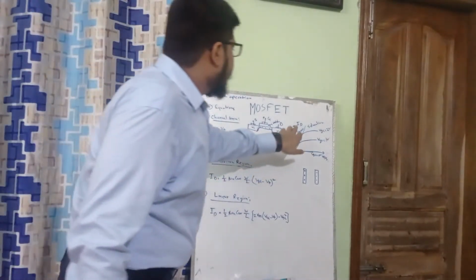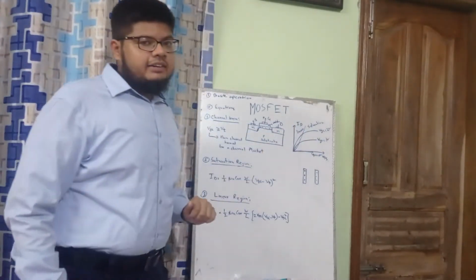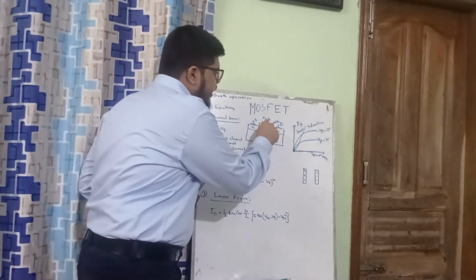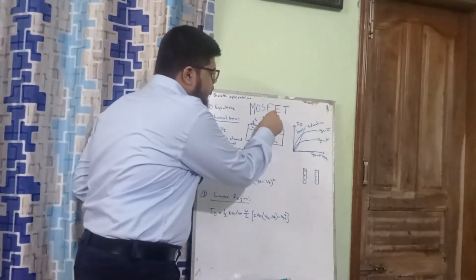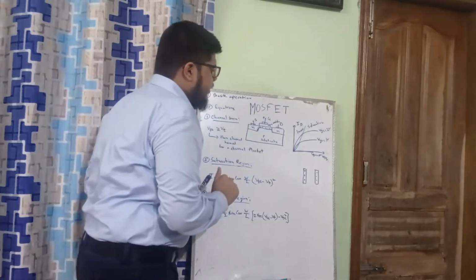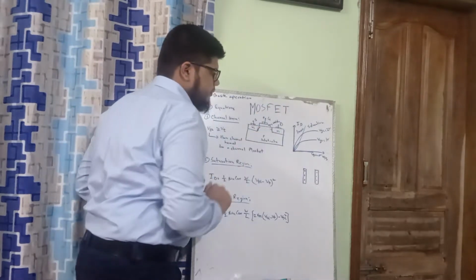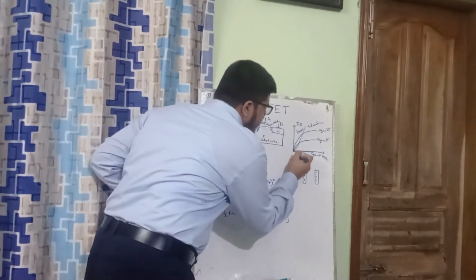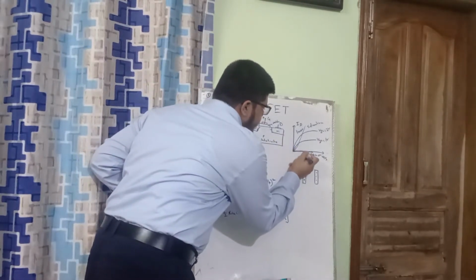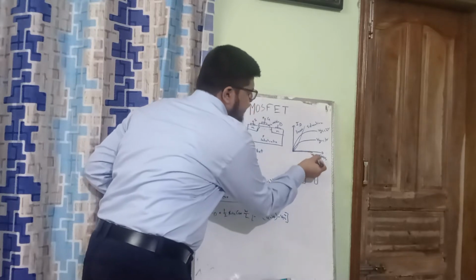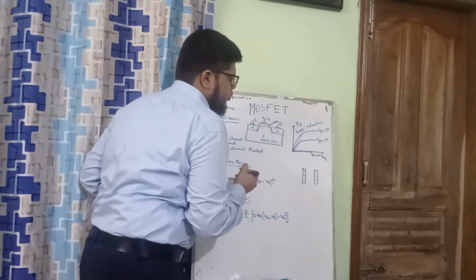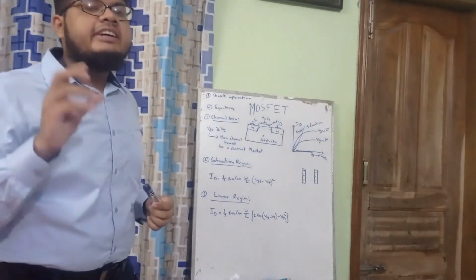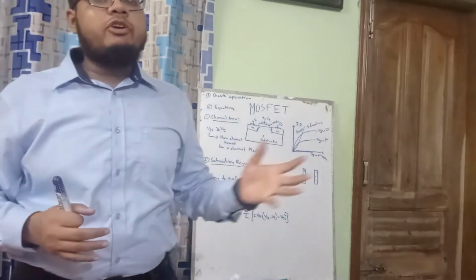Let's see the ID versus VDS characteristics. If we don't apply any voltage at the gate to source terminal, no channel will form, and as a result you will get no current, and the curve will be like this. This is the curve when the gate to source voltage is 0 volt. You will get no current ideally, but in practice we will get a small current which is in the nanoampere range.